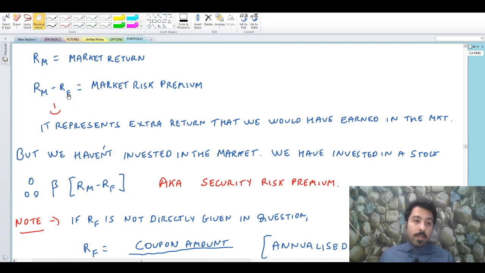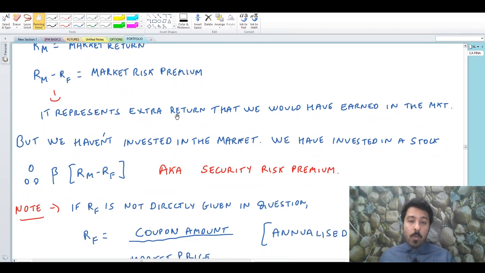You will obviously expect more. This is 6%, so this has to be greater than 6%, for example, 10%. So this 4% is your market risk premium. Premium for taking a risk. Instead of investing in risk-free, you are taking a risky position. This is called market risk premium. That is what you would have earned had you invested in the market.